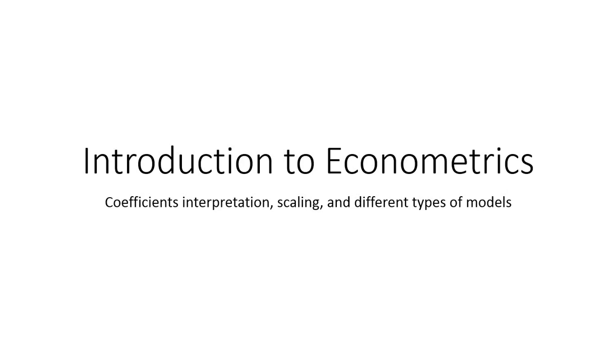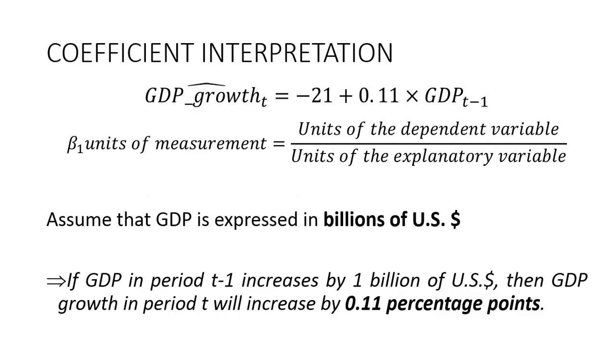Hi, so in this video we are going to discuss how to interpret coefficients correctly, how the scale of variables affects the value of coefficient, and how to design different functional forms of regression models depending on theory assumptions and other circumstances. So let's start with coefficients. Here you can see some regression output.